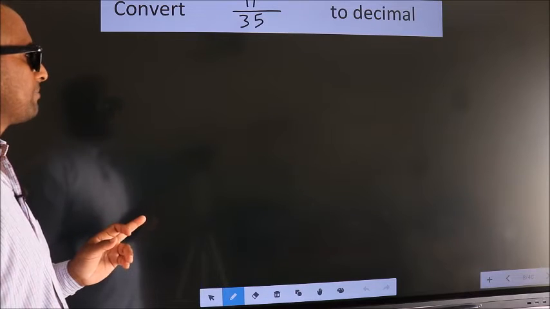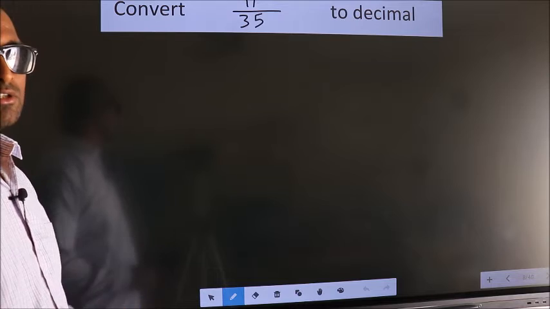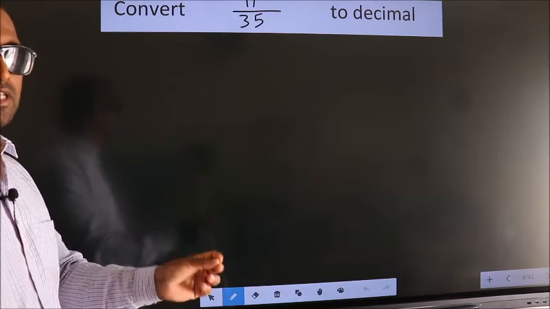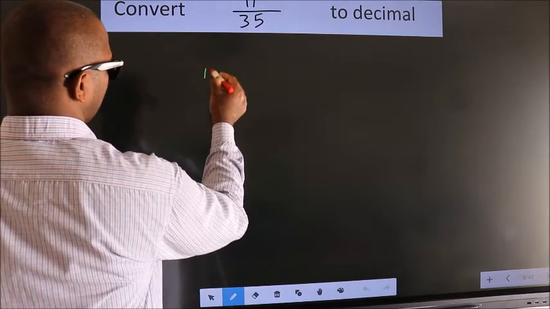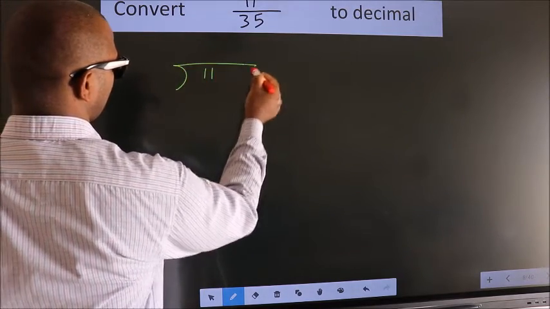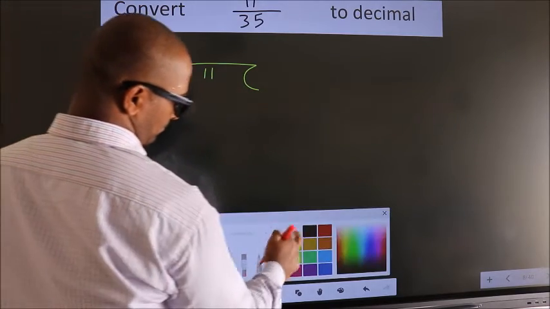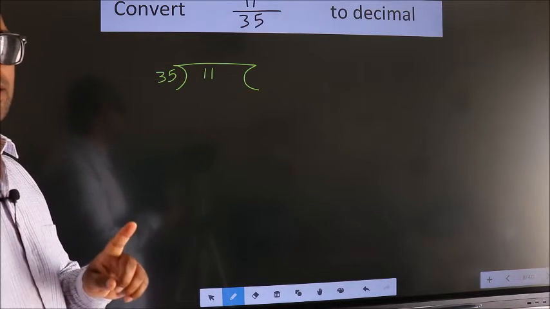Convert 11 by 35 to decimal. To convert this to decimal, we have to divide, and to divide we should frame it in this way. 11 here, 35 here. This is your step 1.